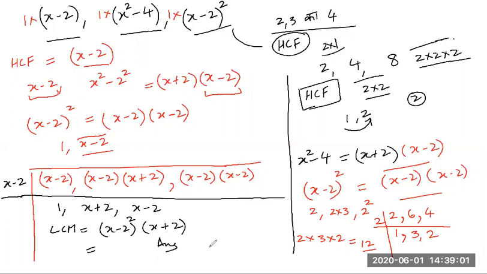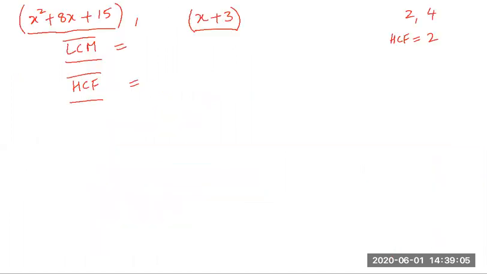Interesting. Let's do some more sums on this, students. So somebody can ask you, these two polynomials are given. One polynomial is x plus 3, a linear polynomial.